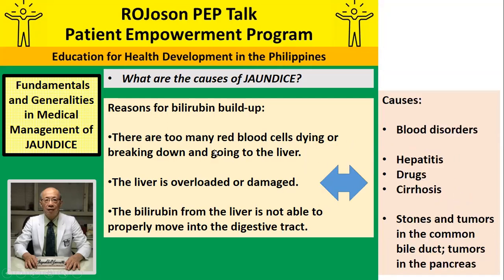So causes of too many red blood cells dying, as I said, blood disorders. Examples of those at the level of the liver, you have hepatitis, then you have drugs that can cause toxicity to the liver, and then cirrhosis. Okay. And then in the post-hepatic jaundice, you can have stones and tumors in the common bile duct and tumors in the pancreas.